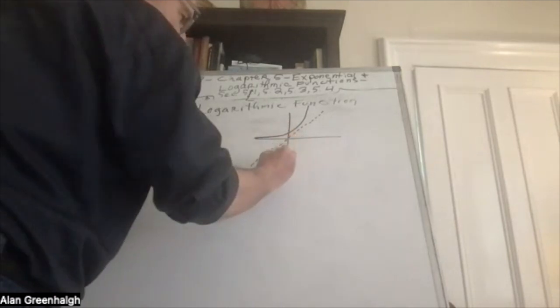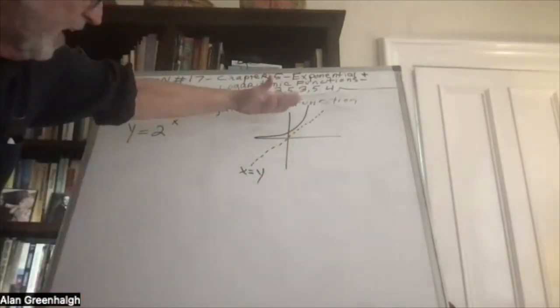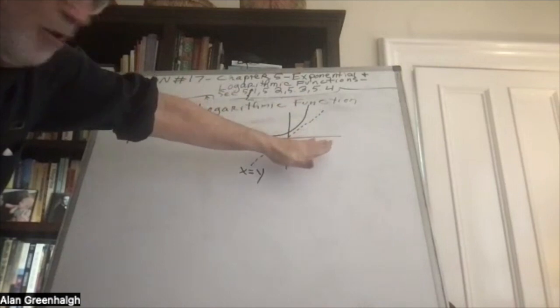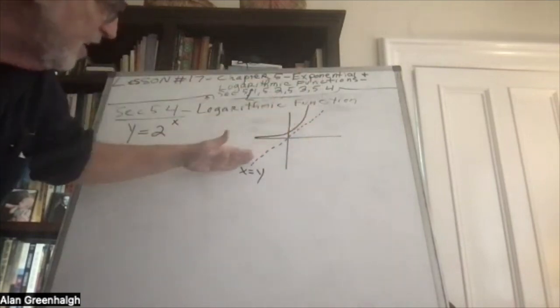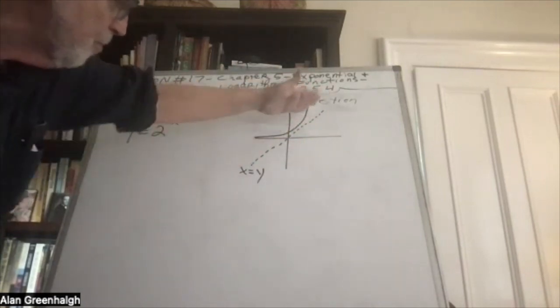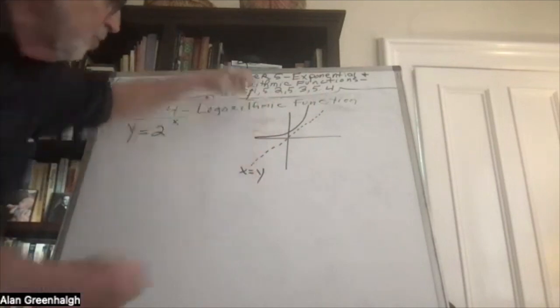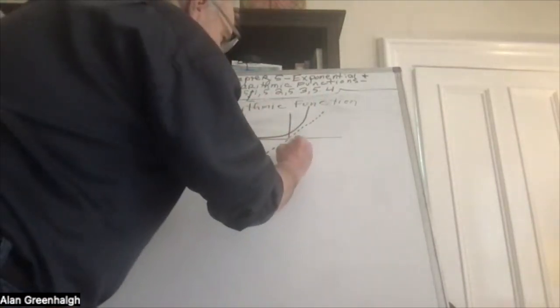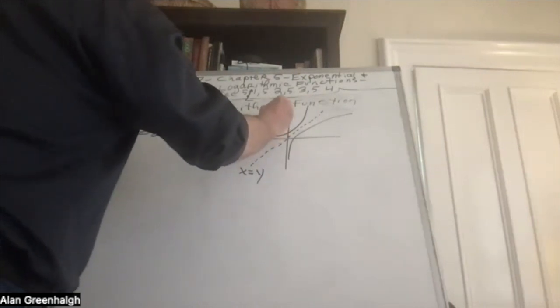So it would be logical, therefore, to assume that if we took this graph and we flipped it over, because this is kind of like the point of reflection, x equals y, it would come like this and go off in that direction. And that would be what the inverse of this looks like. So if the function is y equals 2 to the x, let's see what the inverse would look like.